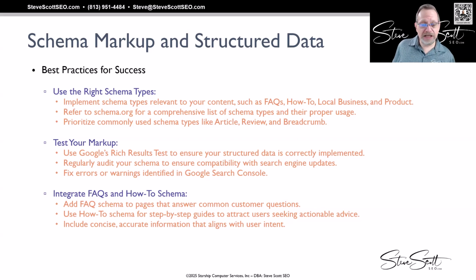Prioritize commonly used schema types like articles for blog posts and other content, reviews, and breadcrumbs that you might see at the top of a page, and test your markup. Make sure any of your structured data is tested using Google's rich results test, making sure that it's correctly written and correctly implemented. Regularly audit your schema to ensure it's compatible with any search engine updates that might be going on. They may have added some new stuff, may have required some new things, and you want to keep an eye on it. And fix errors or warnings that have been identified in Google Search Console.